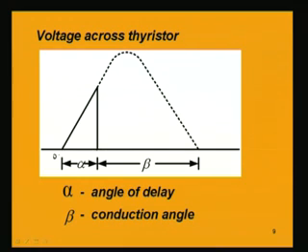Before the thyristor gets fired, the voltage will be equal to the input voltage to the thyristor because there is no conduction, no current is flowing in the thyristor. So, the non-conducting thyristor will have a voltage equal to the input voltage.